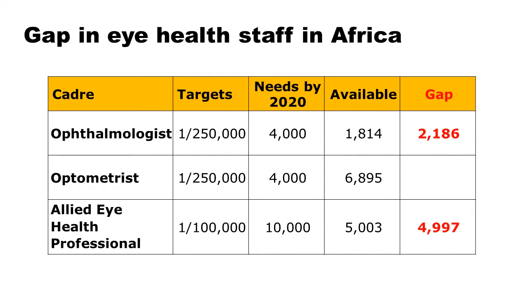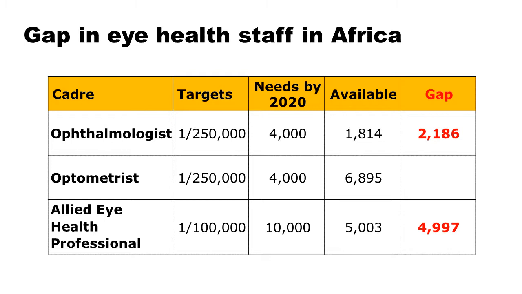This gives a little bit more data if we say that a minimum target is 1 ophthalmologist per quarter million, so 4 ophthalmologists per million, then by 2010 we would need 4,000 ophthalmologists in Africa for about 1 billion population by 2010, and available at present is less than 2,000. So we have a shortfall of 2,000 ophthalmologists by the year 2020.